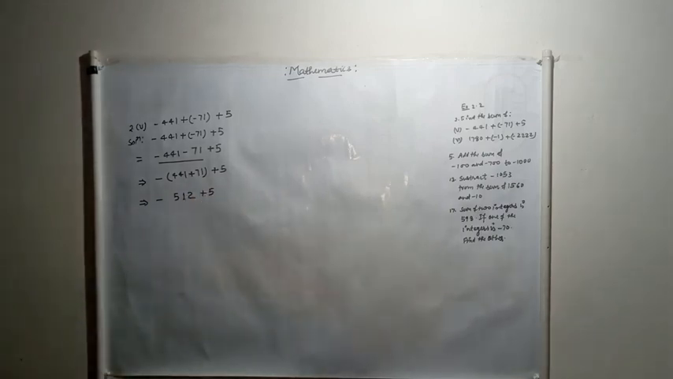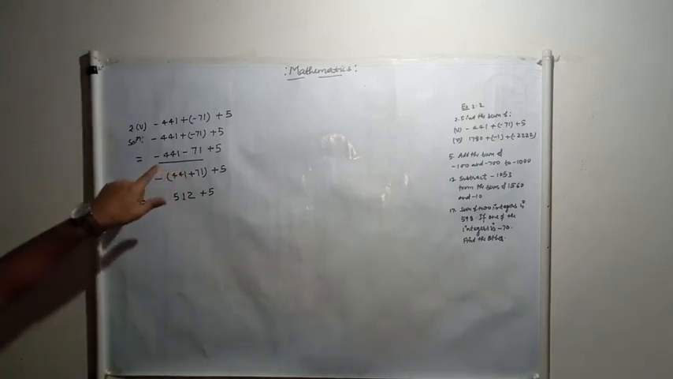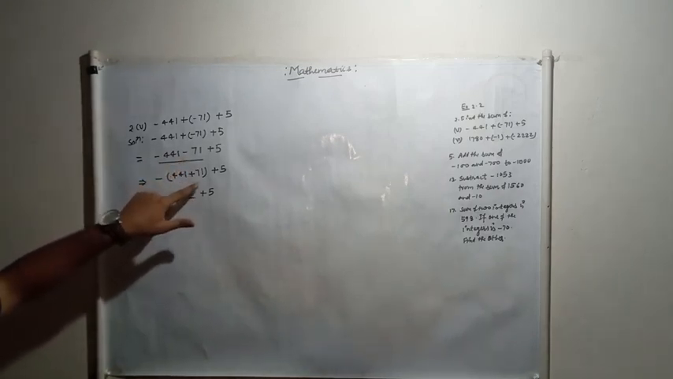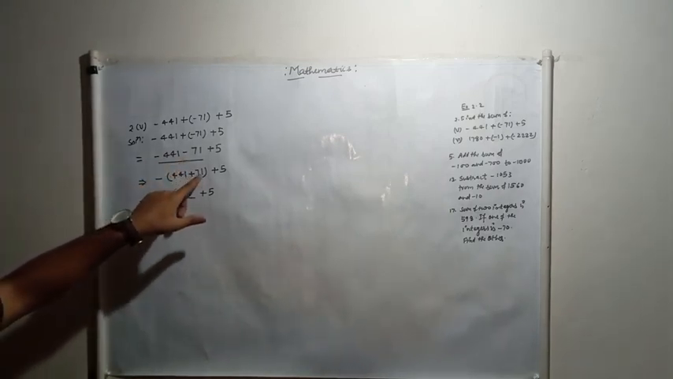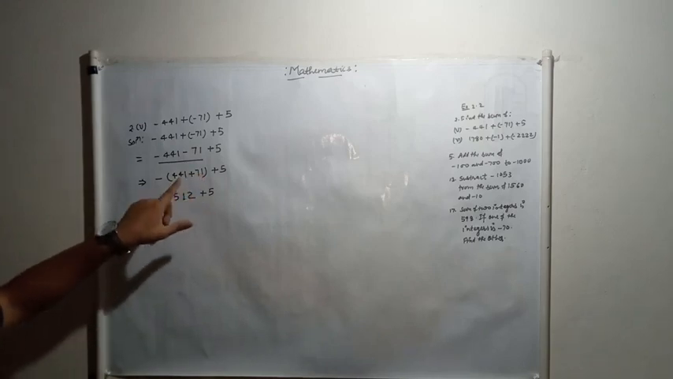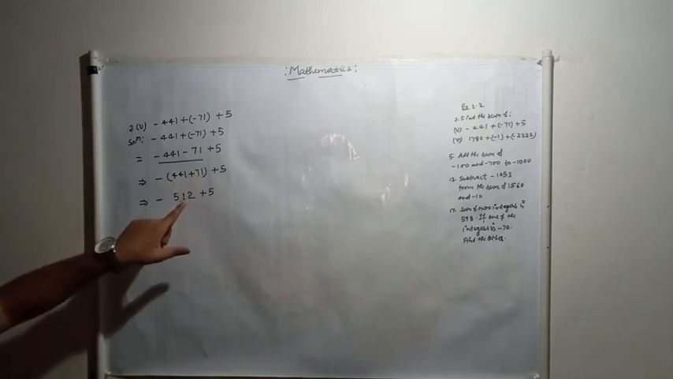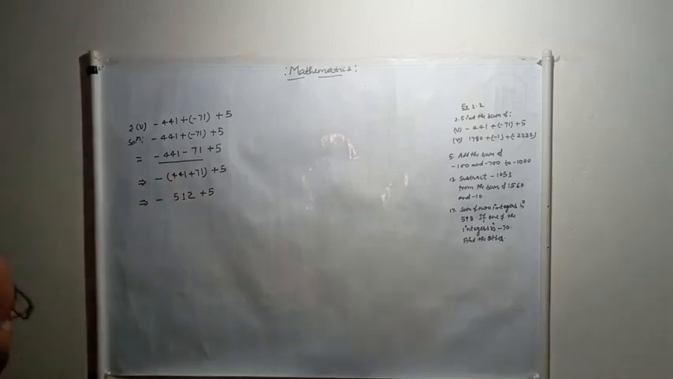Okay students, see this, it's very easy. Both are negatives, so add their absolute values and put the negative sign. 1 plus 1 is 2, and 7 plus 4 is 11, 1 carry, 4 plus 1 is 5, minus 512.